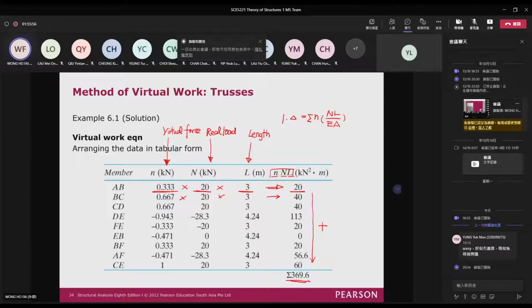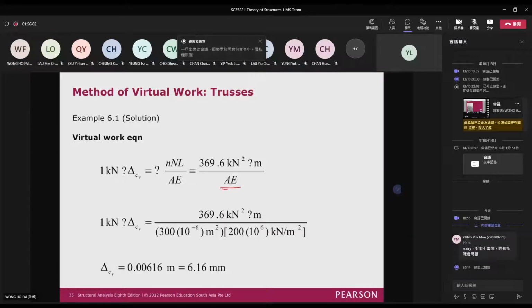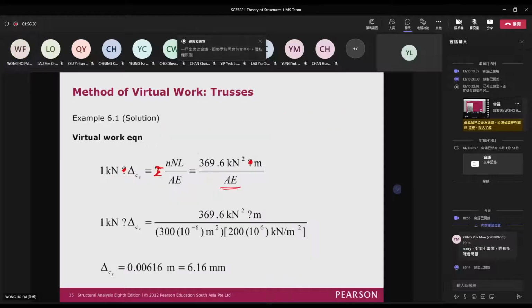And then for 369.6, we will divide it by EA. This one is the delta, this one is the summation, and again this one is the delta. So you can see that this 369.6 is actually the sum, and then we divide by A and E. After doing that, we find that it is equal to 0.00616 meter, which is equal to 6.16 mm.